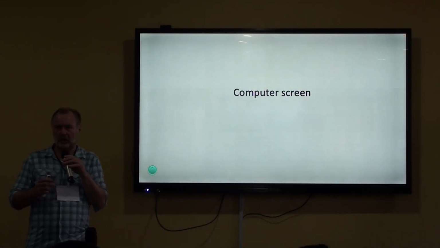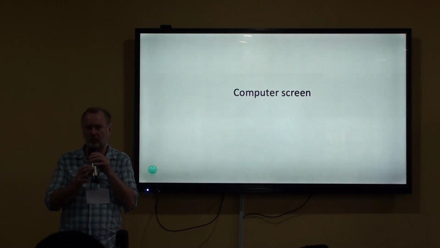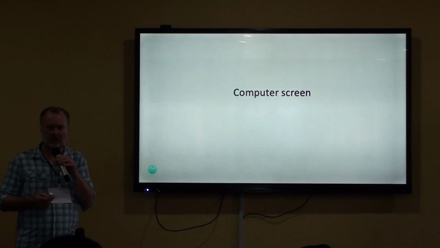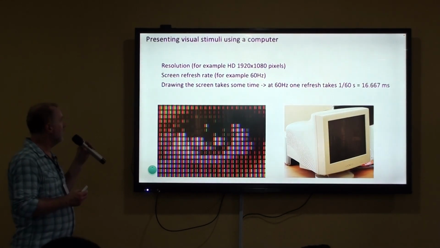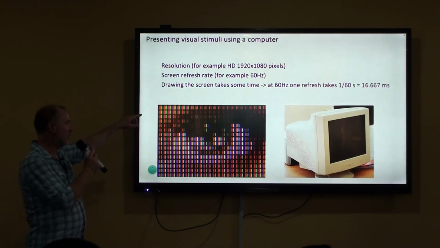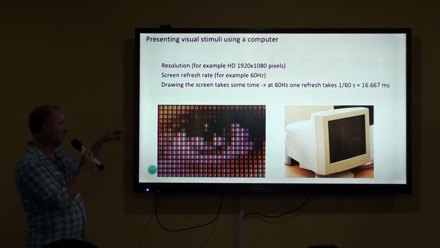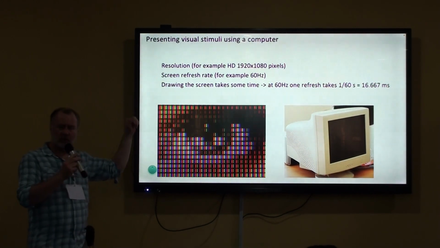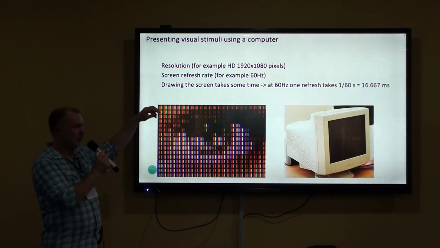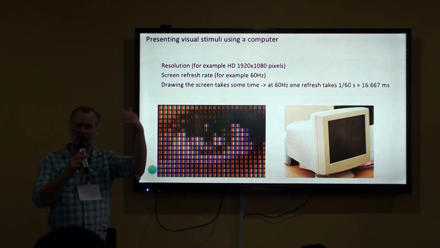Okay, so we're using a computer, and it is important to know some of the details of a computer, and especially of a computer screen. A computer screen, as you know, has a specific resolution. So nowadays they often have a resolution of HD, which is 1900 by 1000 pixels. Screens also have a refresh rate. So a screen might have a refresh rate of, for example, 60 Hertz. That means that a new screen is drawn 60 times per second.